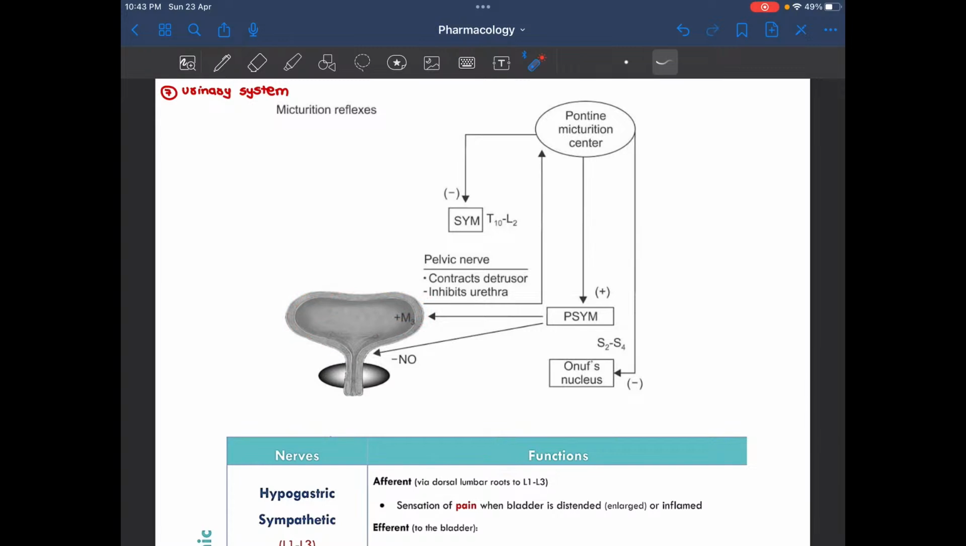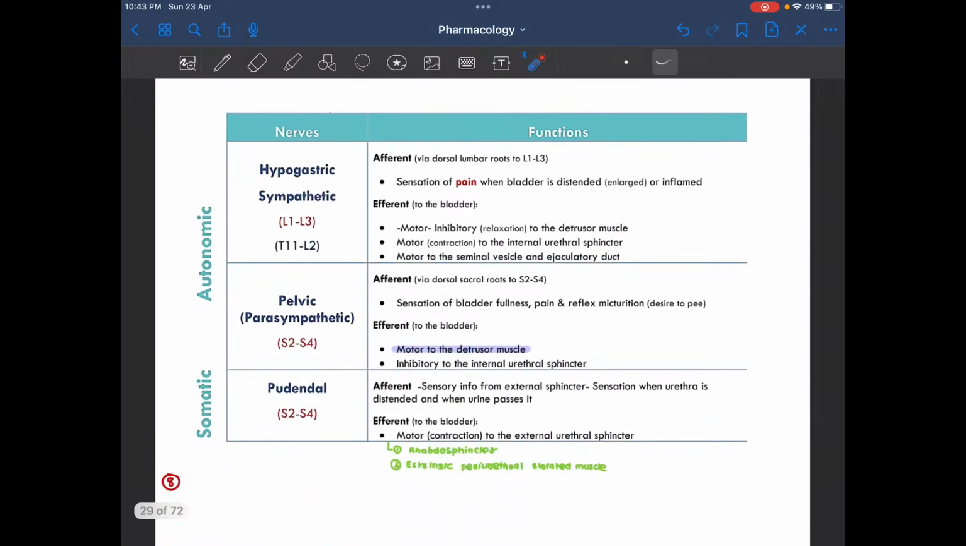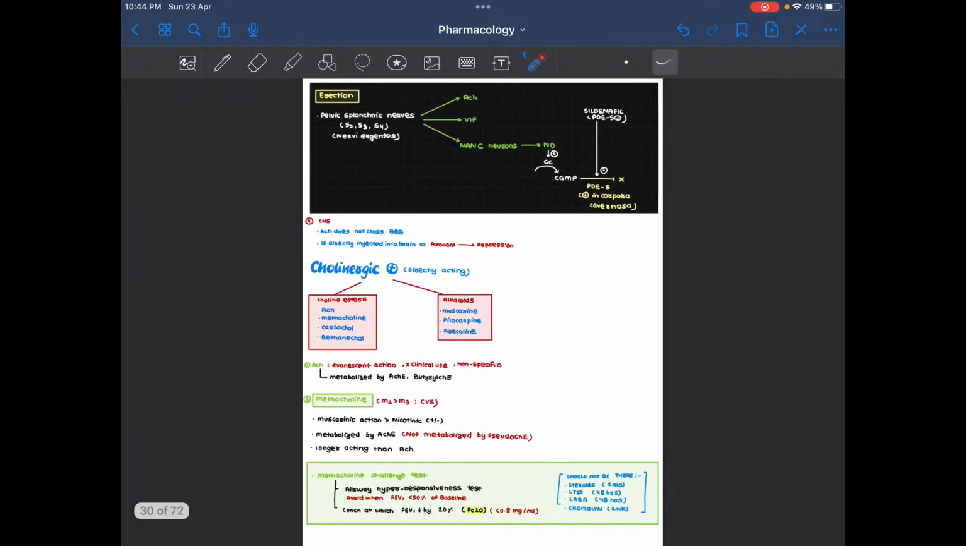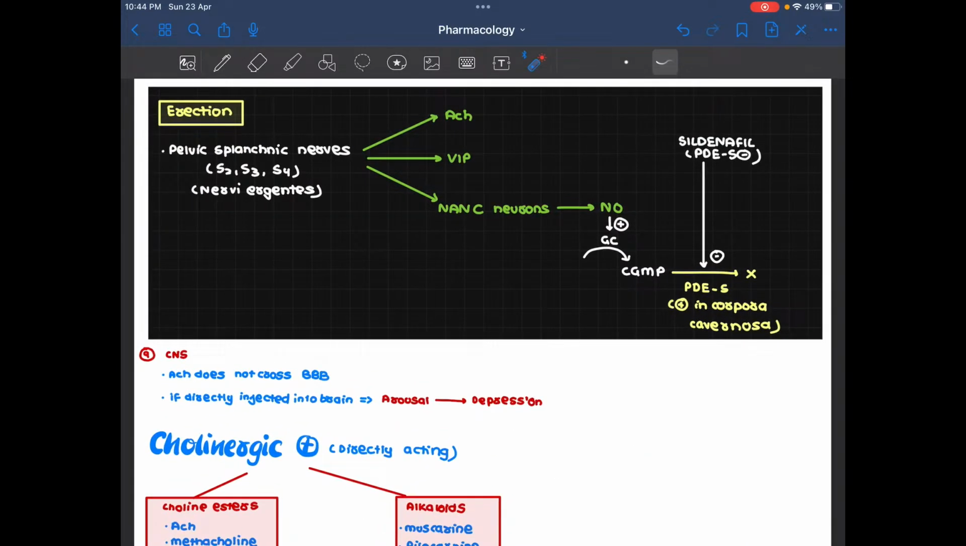Okay, and the second thing that it's going to do is inhibit your internal urethral sphincter. So inhibiting the internal urethral sphincter and contracting the detrusor through M3, that's mainly the influence of the parasympathetic nervous system on the urinary system, meaning mainly voiding of urine is happening. Okay, as we see, the pelvic parasympathetic S2, S3, S4 is mainly going to be motor to the detrusor and inhibitory to the internal urethral sphincter. Okay, right. And I've already talked to you about how erection is mediated.